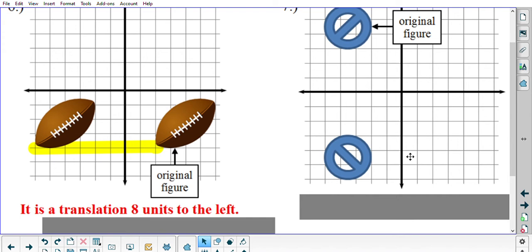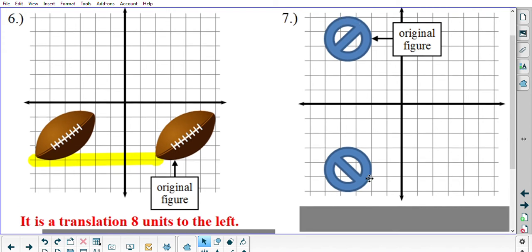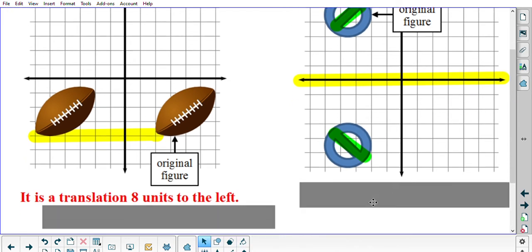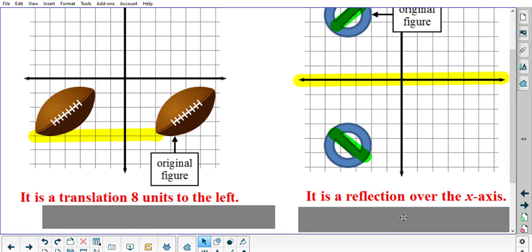Now, problem number 7. Is the orientation the same? If it is the same, then this is a translation. But if it's not, then we have to consider this being a reflection. Let's take a look at this. The diagonal bar used to go like this, but now it's going like this. That has obviously been flipped. So this is not a translation. This is a reflection. It must have been flipped over this axis, which you better know what this is. That is the x-axis. So that's how you would describe problem number 7. It is a reflection over the x-axis.